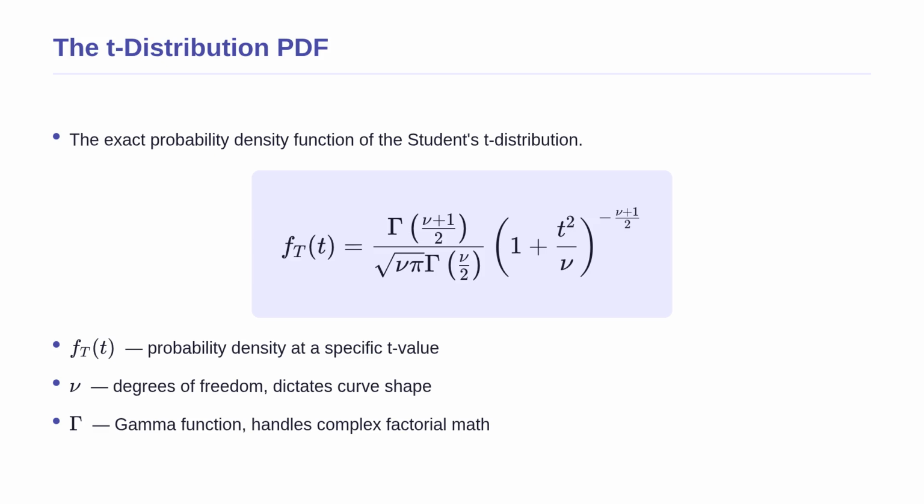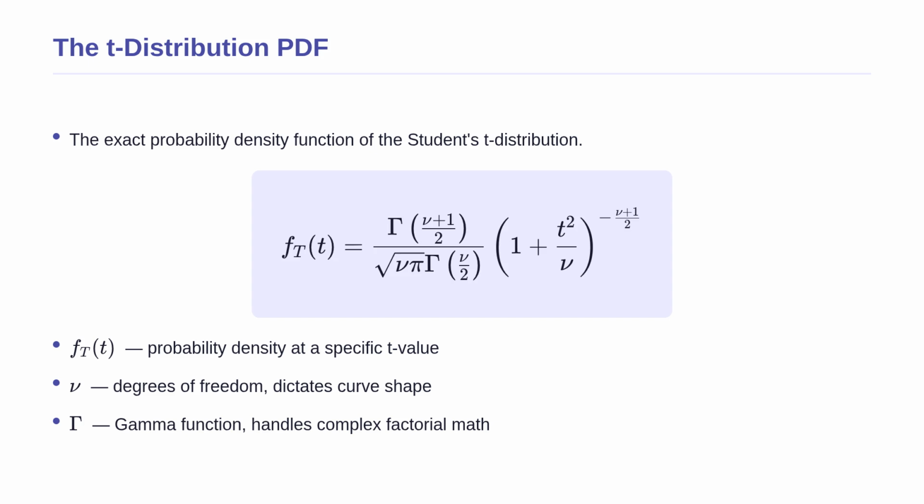This conceptual ratio leads us to the exact probability density function of the t distribution. Conceptually, this formula calculates the likelihood of different t values occurring. Let us break down the symbols. F sub t of t is the probability density at a specific t value. The Greek letter nu represents the degrees of freedom, which dictates the exact shape of the curve.